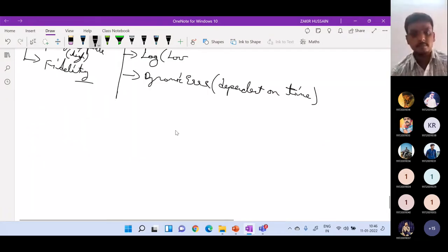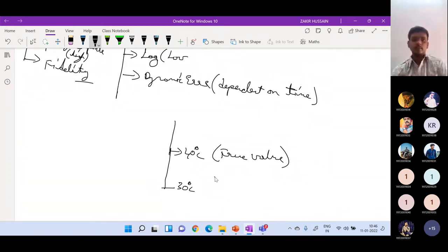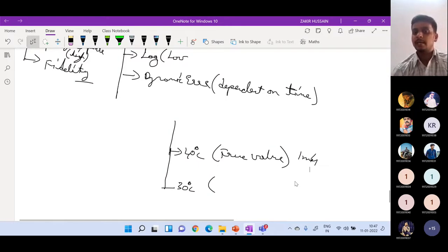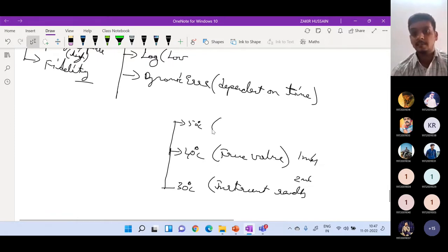So in the previous example, 40 degrees centigrade is the true value. Instead of showing 40 degrees centigrade, if it has a negative dynamic error, it will show 30 degrees centigrade with respect to time. At 1 minute this is 40 degrees centigrade; at another time, at 2 minutes, it will show below or above this 30 degrees centigrade. So this is the instrument reading. And furthermore, it will show 50 degrees centigrade if it has a positive dynamic error. That is also an instrument reading.